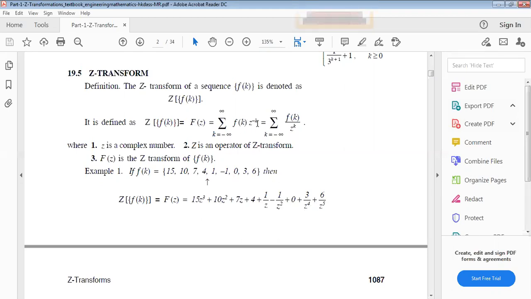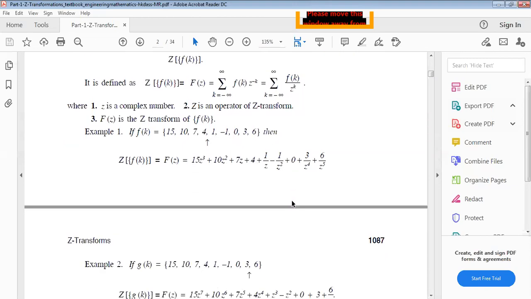First will be z to the power 3, z to the power 2, z to the power 1, z to the power 0. 4 into z to the power 0, but 1 into z to the power what? z to the minus 1, minus 2, minus 3, minus 4, minus 6. In this way we have to write this sequence for z transformation.